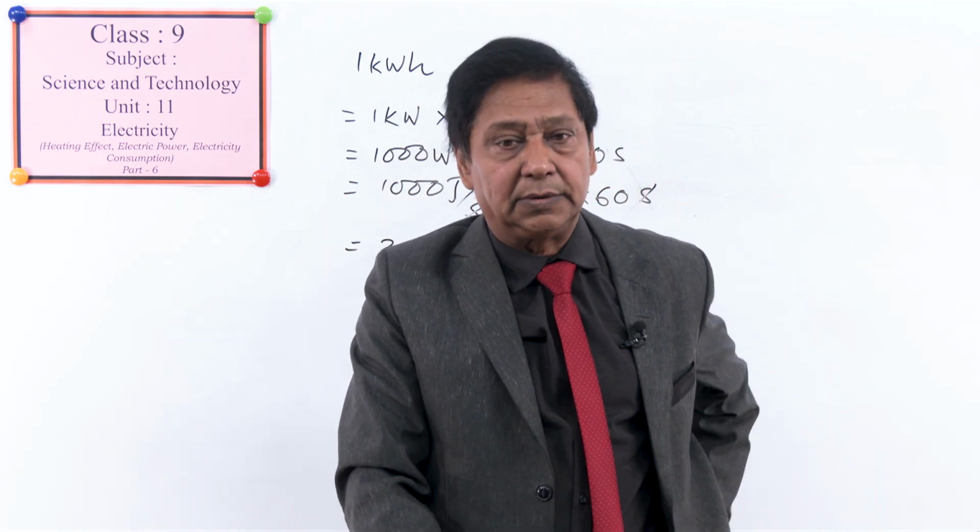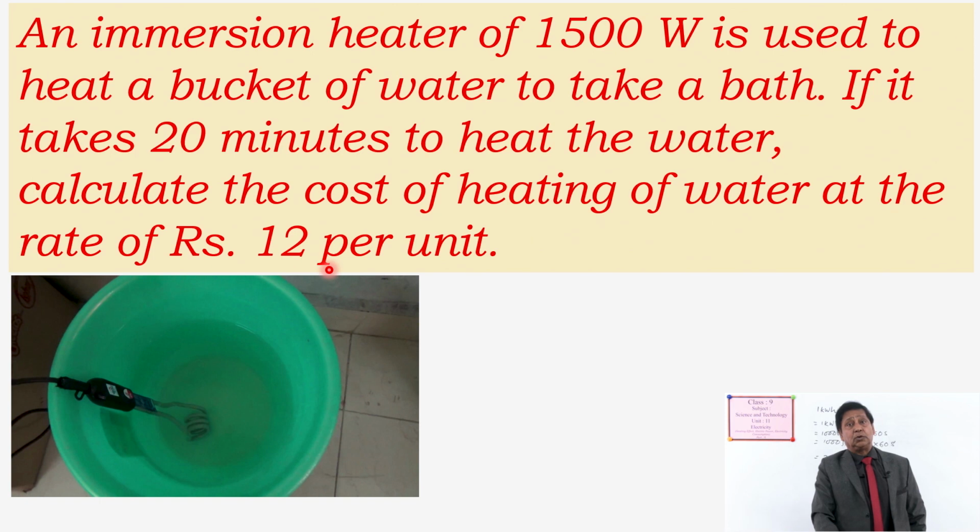Okay, let's go to another. Now I'm going to show you a numerical problem, and I'm going to solve this numerical problem also, related to electricity consumption in our household circuit and cost of electricity. Look at this. An immersion heater of 1500 watt is used to heat a bucket of water to take a bath. If it takes 20 minutes to heat the water, calculate the cost of heating of water at the rate of rupees 12 per unit.